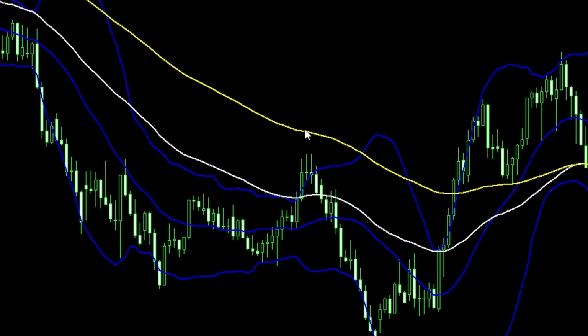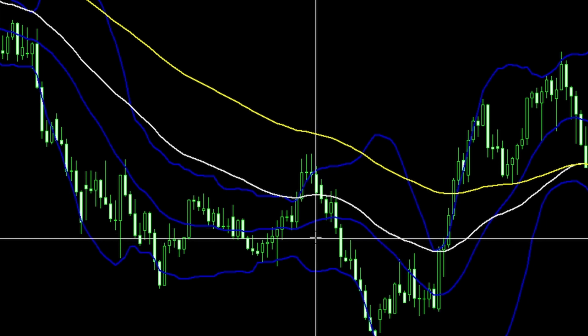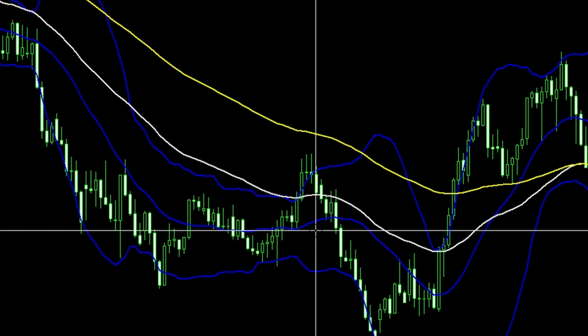Now here is a point on the chart where the 50 EMA is below the 100 EMA. The price has gone above the upper Bollinger. And just as before, it crossed on this candle. I've got the crosshairs there. And so I would have placed a sell stop order at that level.